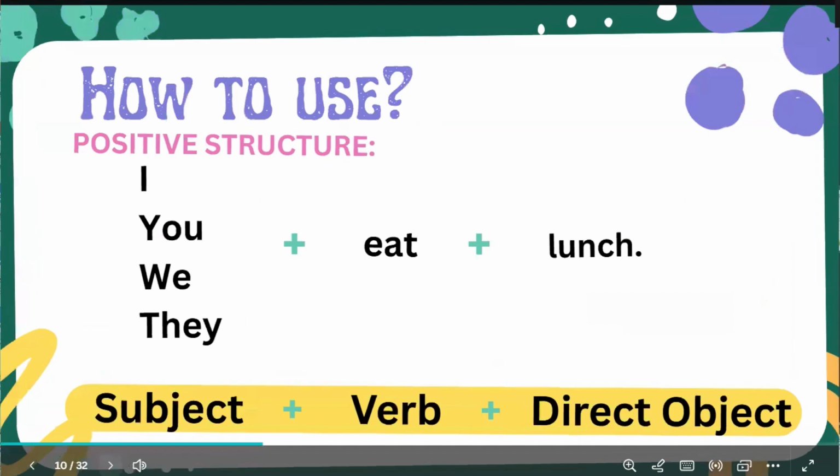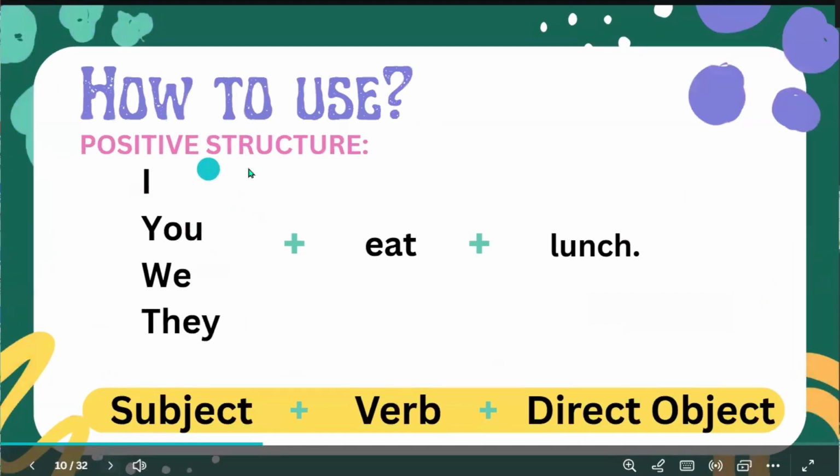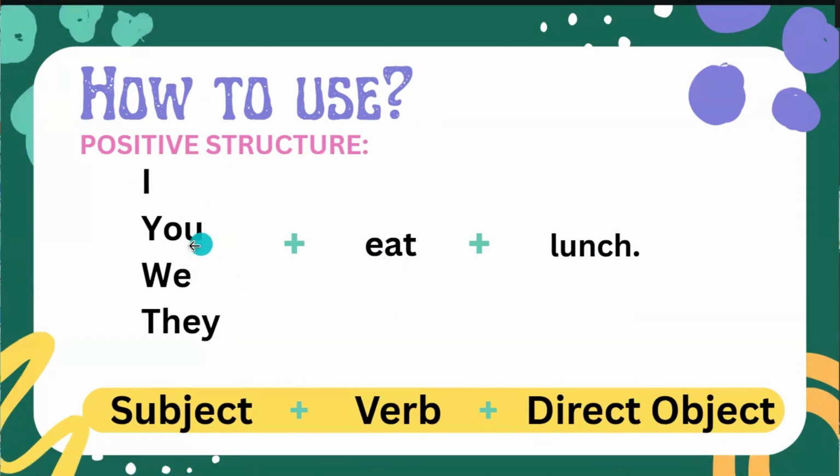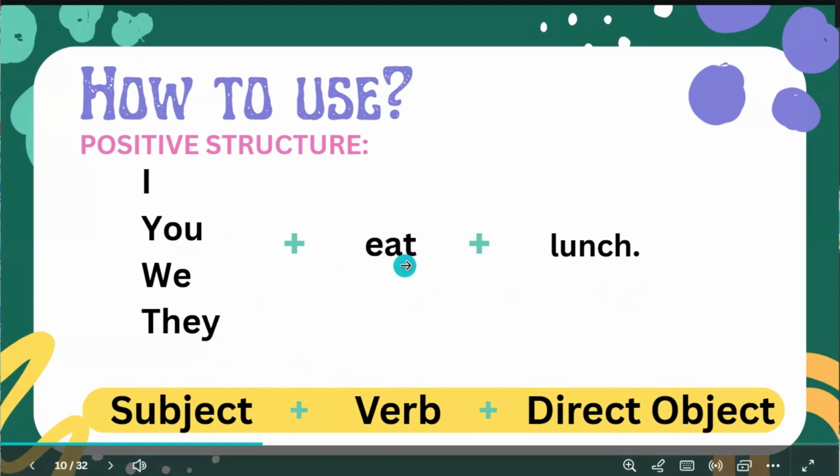Okay, next. So how to use it for positive structure? So ito nga palang structure natin na susundin when we are creating a simple sentence. We have the subject, ay mga subjects yan. We have the verb, or pandiwa in Tagalog, and we have the direct object, lunch. Direct object, ito yung tumatanggap ng action. Okay, so we have I eat lunch, you eat lunch, we eat lunch, they eat lunch. Alright, so walang S ang ating verb. Itong mga plural subjects.